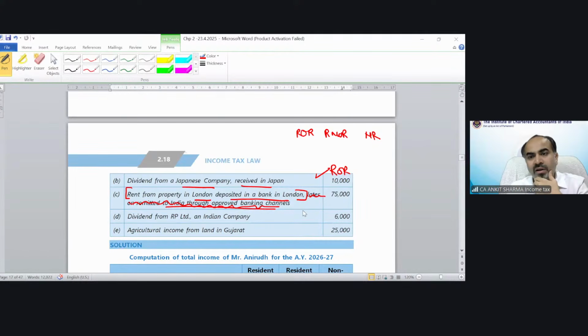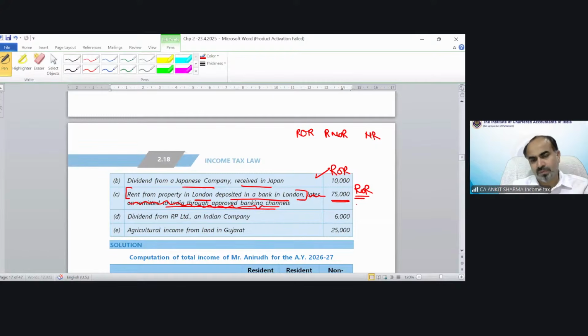Only ROR. Correct. Well done, everyone. Gaurav, Kamal, Nisha, Anjum, everyone is correct. Sridhar also correct. But now let me tell you, in case of income from house property, this is the income of house property. 75,000 is going to be taxed in ROR.